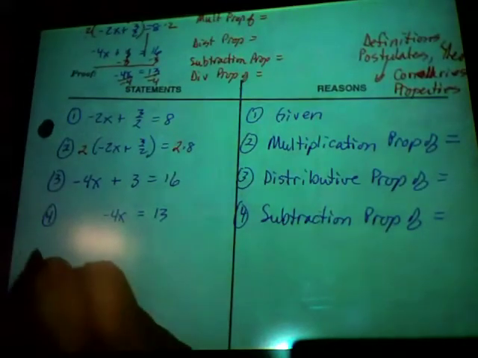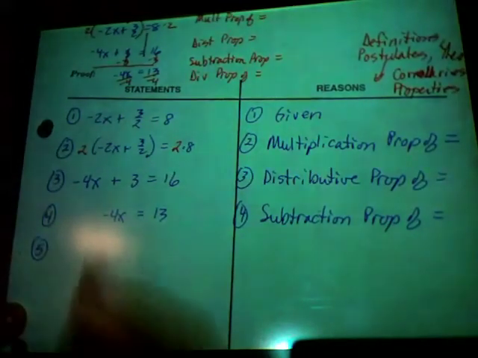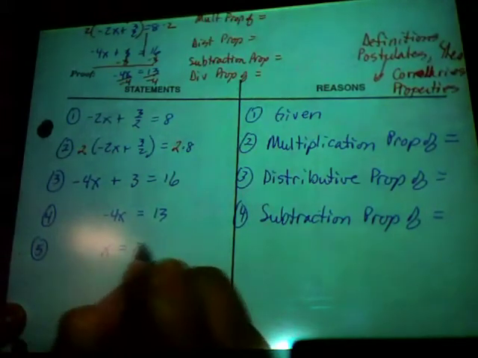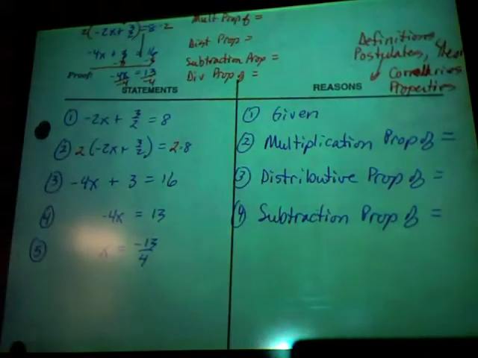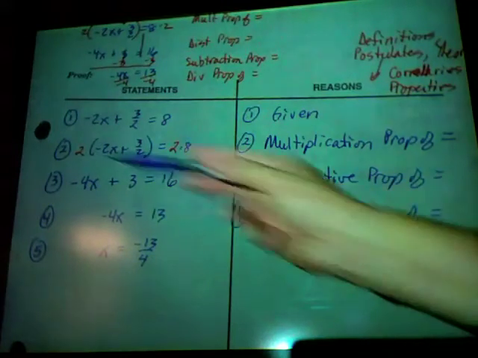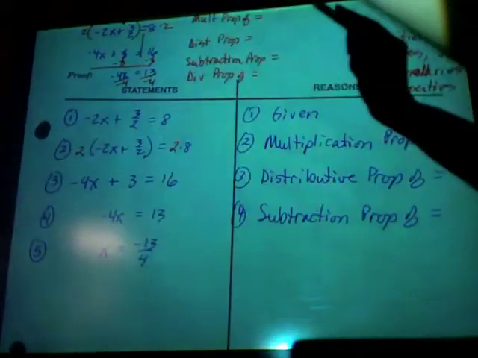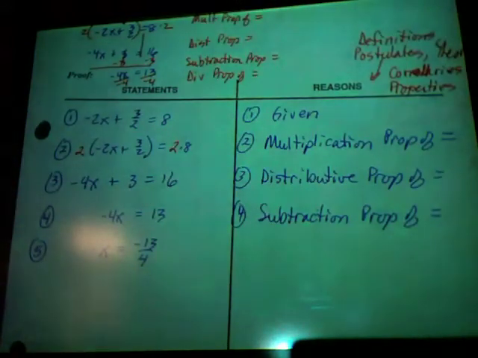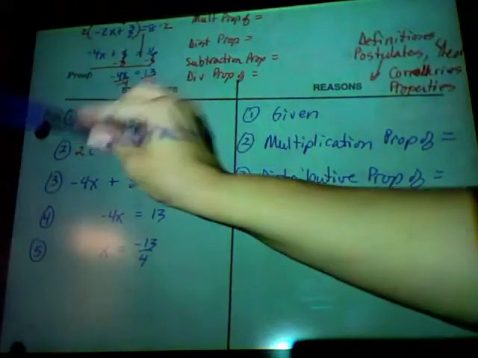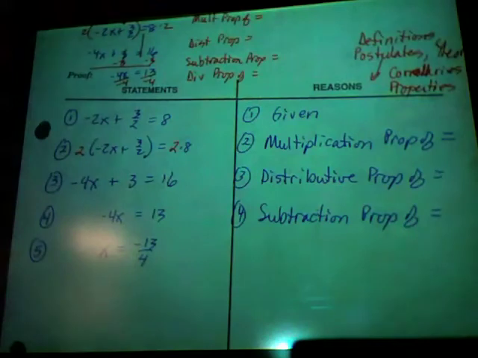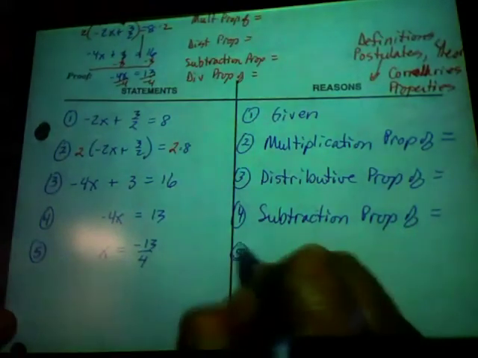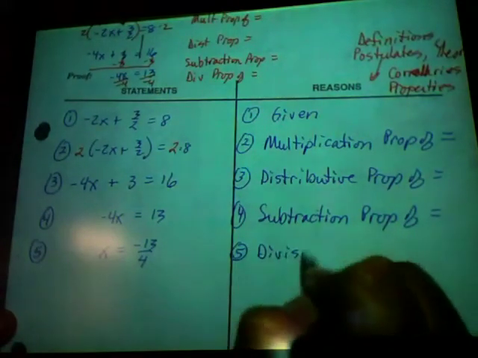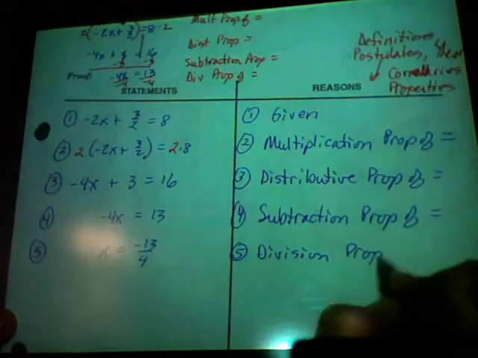And then the next step was to divide both sides by negative 4. The result is actually our proof statement, isn't it? To go from here to here, we finally got to our proof statement, which was above. That means we're done, but we have to come up with our final reason. What did we do from here to here? Divided. So that is our division property of equality.